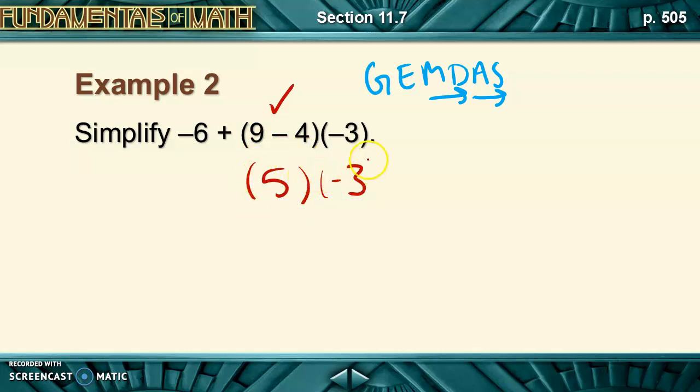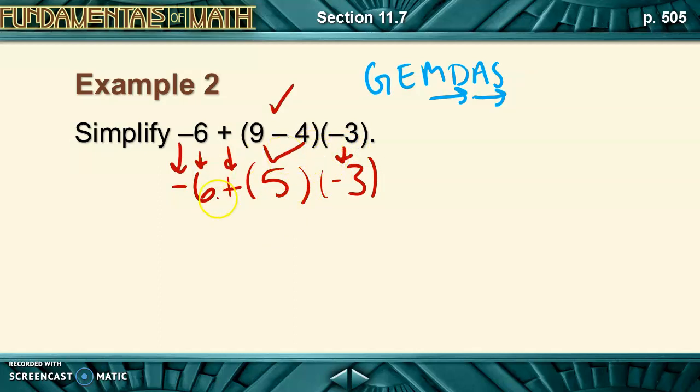And then I just copy everything down exactly the way that it was. The negative sign stays the same. The 6 stays the same. The plus stays the same. The 9 minus 4 becomes a 5, and the negative 3 inside the parentheses stays the same.